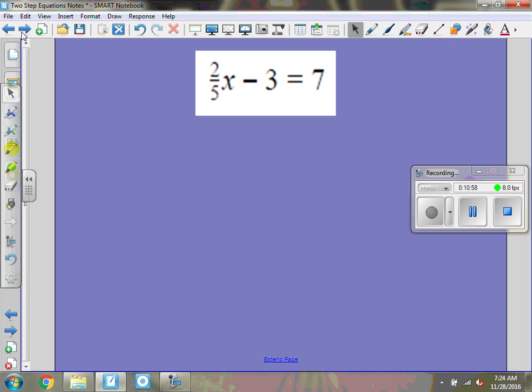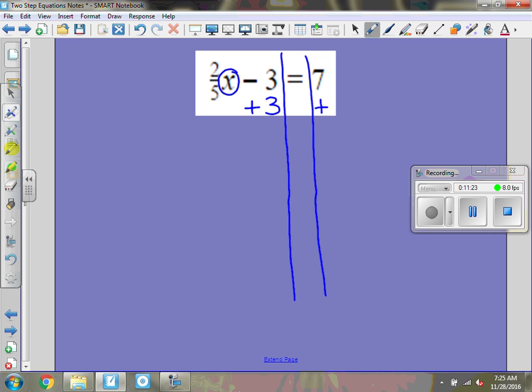Alright, here's another example. I have a fraction here, so it's a little bit tricky. I have 2/5 x minus 3 equals 7. Well, I have my x out front, so I don't have to worry about that like the last problem. I'm going to go ahead and circle my variable. That's what I want to keep. My 2/5 is closer, so that's my best friend. So I'm going to get rid of the normal friend first. To get rid of that subtraction, I'm going to add 3 to both sides.